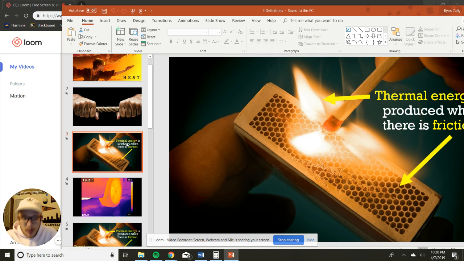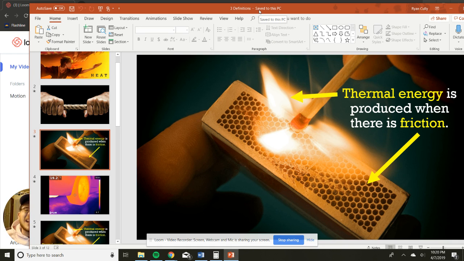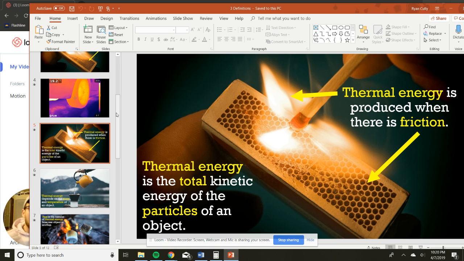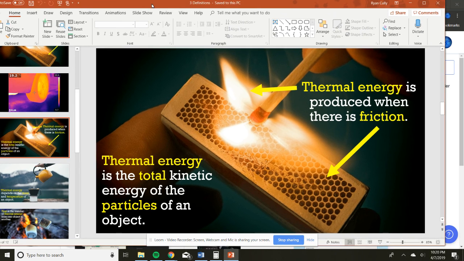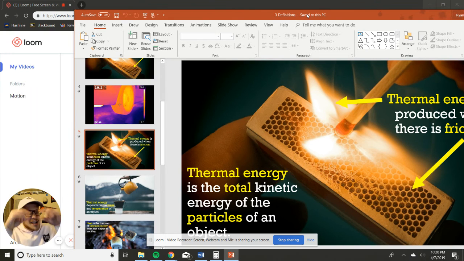Friction causes thermal energy. It creates thermal energy. Some of that energy, that kinetic energy of the rope moving, gets lost due to friction in the form of thermal energy. Now, I want to define this. Thermal energy is the total kinetic energy of the particles of an object. Now remember, from last unit, kinetic energy is the energy of motion. It's the energy of moving objects. Well, are particles moving? Yeah, at the very tiniest level, particles are moving around. And thermal energy is the total kinetic energy of all those particles moving.